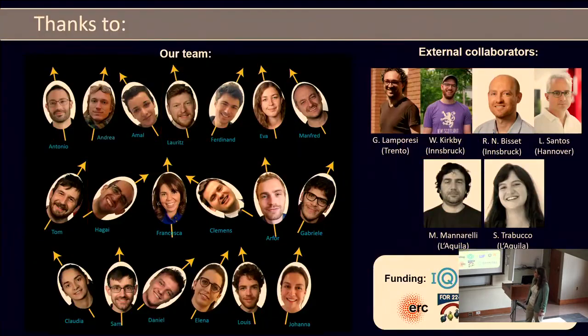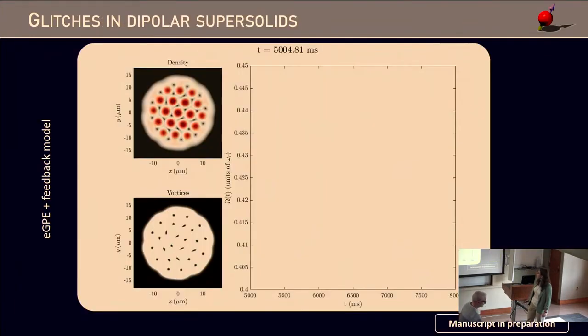Thanks for showing us nice results. I was wondering, the time between glitches, what does that exactly depend on? Yeah, that's a good question, because you can't really predict when the system will go into this out-of-equilibrium state. Because of this superfluid character of the system, it will lag a bit behind compared to the ground state of the system for that specific value of the rotation frequency that you have.